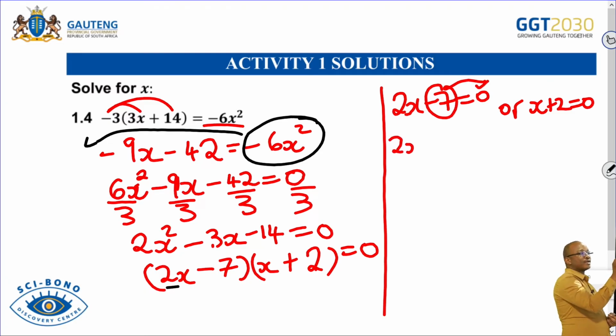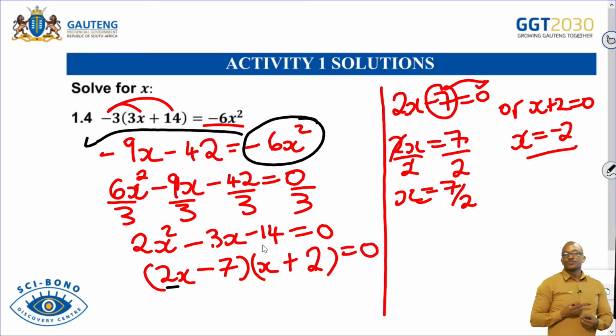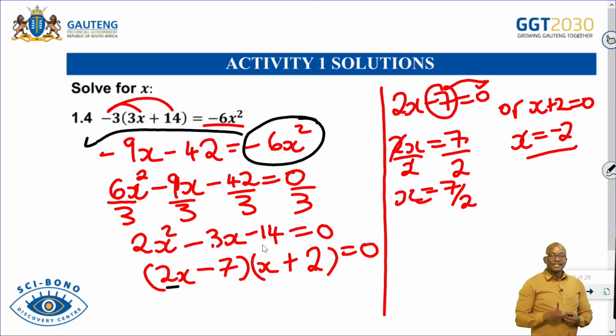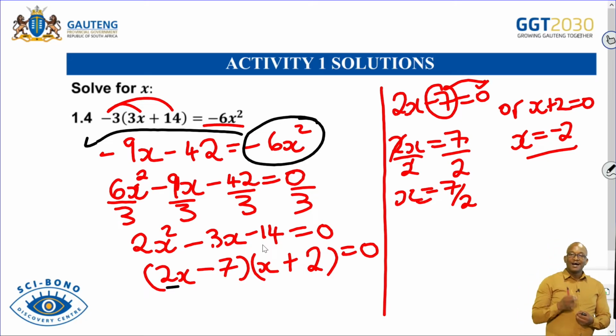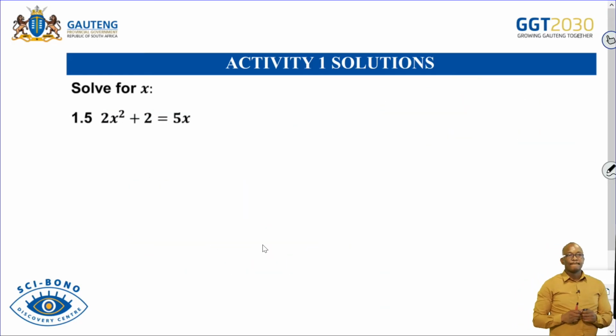You will have 2x is equal to positive 7. You divide both sides by 2. Then x is going to be 7 over 2. Then with your x is going to be negative 2. So that is as simple as A, B, C. But learners need to know how to follow the correct method. That's it. Okay, let's move forward.